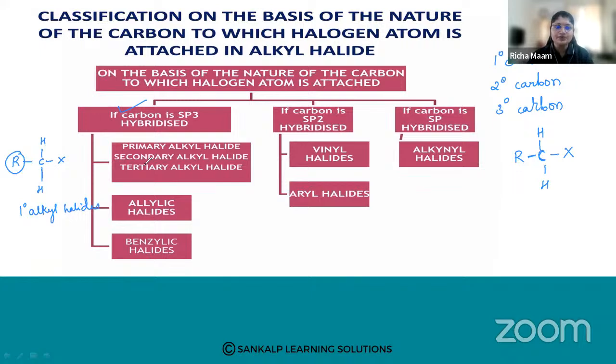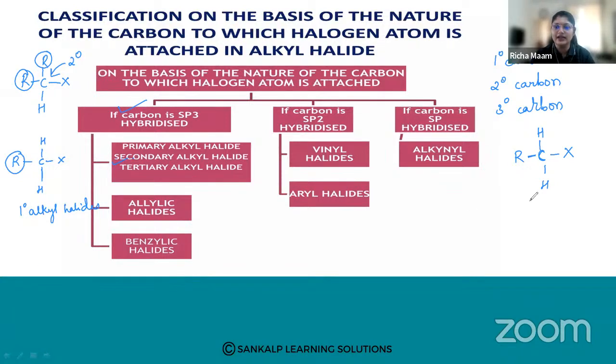Now, what do you mean by secondary? Secondary means the carbon is attached to two other alkyl groups. So the halogen atom is attached to a carbon with two alkyl groups. So it is a secondary alkyl halide. This is the second classification.